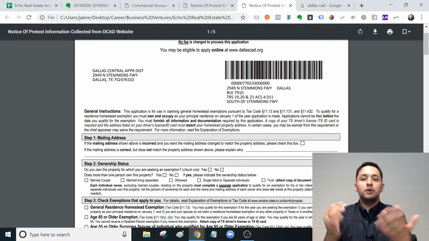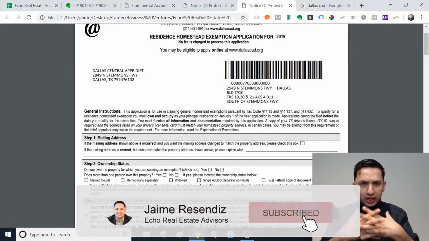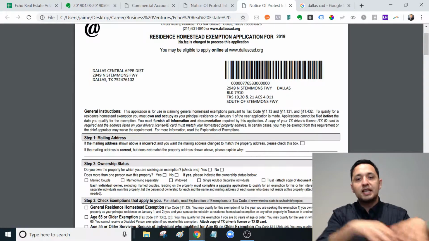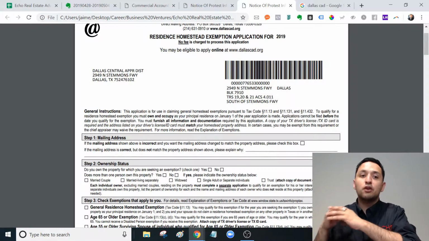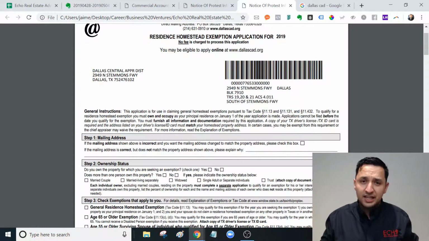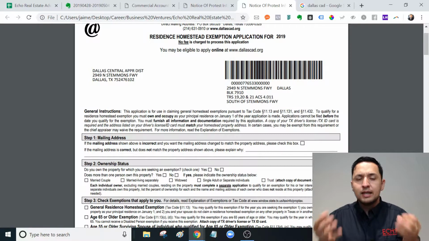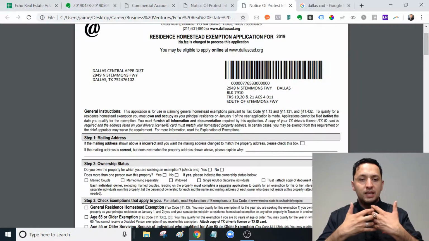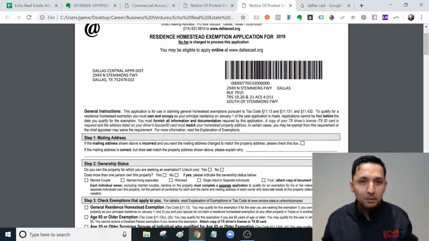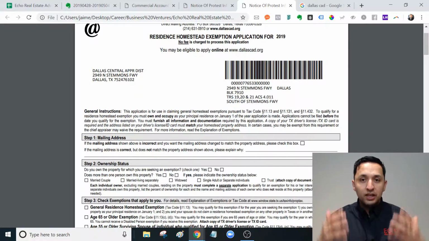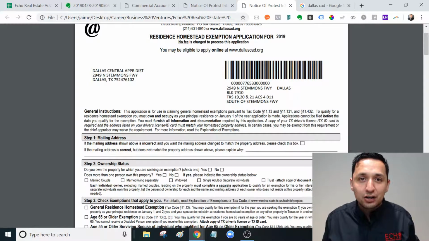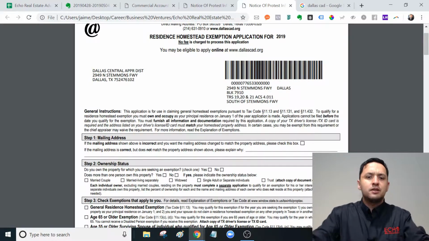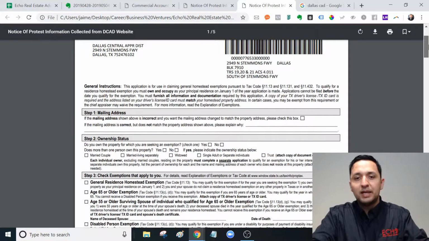If the mailing address is correct but does not match the property address shown above, please explain why. What they're getting at here is that a few years ago, they asked that the address on your driver's license match the address that you're filing a homestead exemption for. So this is a derivative of that requirement, because they want to know why your address is different than your mailing address. Where are you sending your mail? They want to be sure that when you're filing a homestead exemption, it is actually your primary residence and not a rental property that you're not living in. I hope that makes sense. So that would be an explanation.